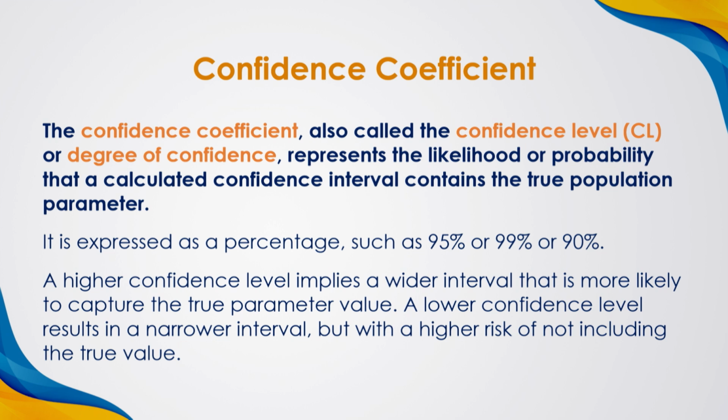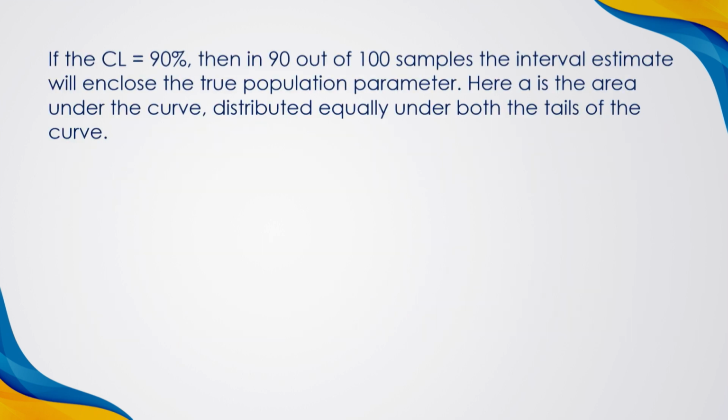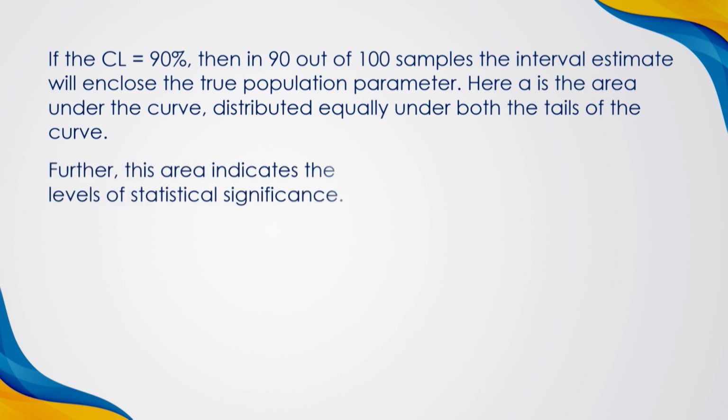A higher confidence level implies a wider interval that is more likely to capture the true parameter value. A lower confidence level results in a narrower interval, but with a higher risk of not including the true value. If the CL is equal to 90%, then in 90 out of 100 samples, the interval estimate will enclose the true population parameter. Here alpha is the area under the curve distributed equally under both the tails of the curve.